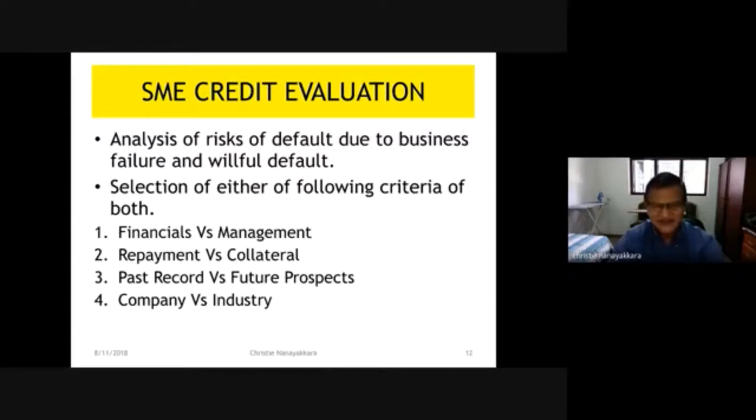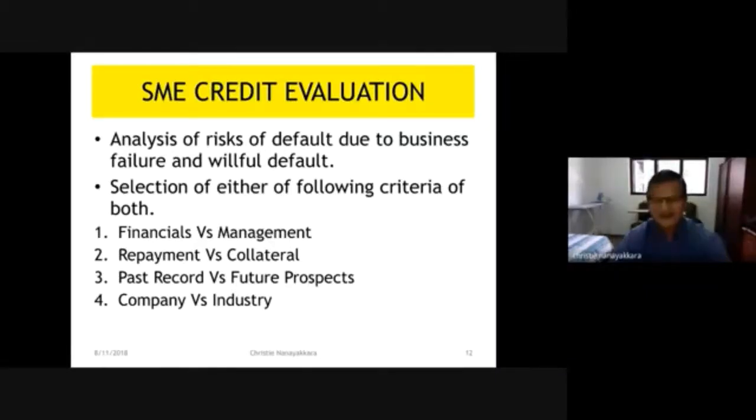Past record versus future prospects. Past records can be very good, but if he had his business in the tourism industry, which has a lot of guests, he has taken all the money from the bank and repaid. But look at the future prospects. In the current situation, his future prospects are very limited and he may not make money. So you need to look at all those, company versus industry.